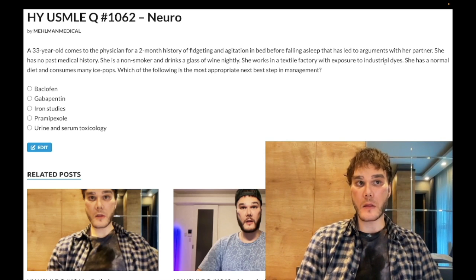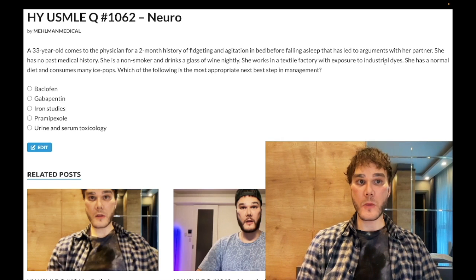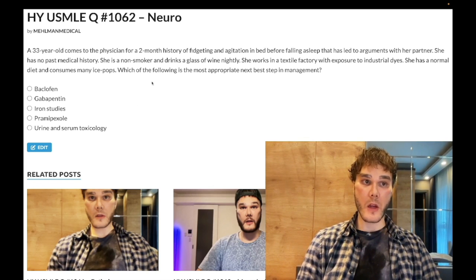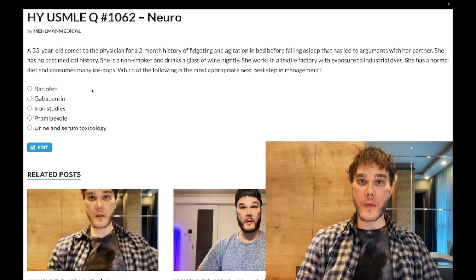Okay, aniline dyes, that could be transitional cell carcinoma of the bladder. It doesn't even remotely relate to this vignette. And then normal diet, many ice pops. What's the most appropriate next step management? Should I say Baclofen? Wrong fucking answer.